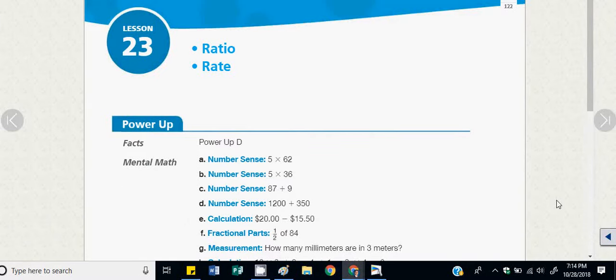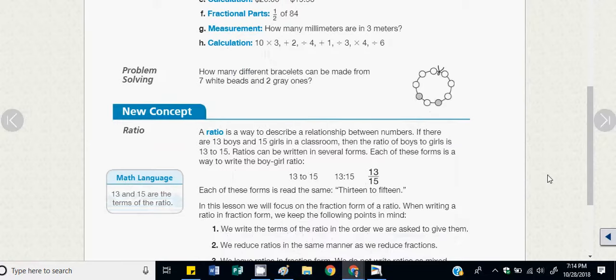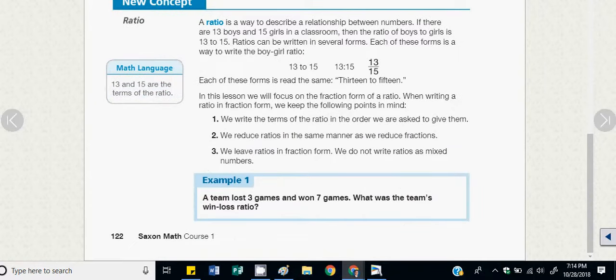Welcome back to Course 1, Lesson 23 for Saxon Course 1 Math. The lesson lists two terms at the top that look very similar, seem very related, and they are. So maybe a focus for today's lesson: how are these terms related and in what way are they different? First of all, the big term everything else is going to have to do with is the word ratio.